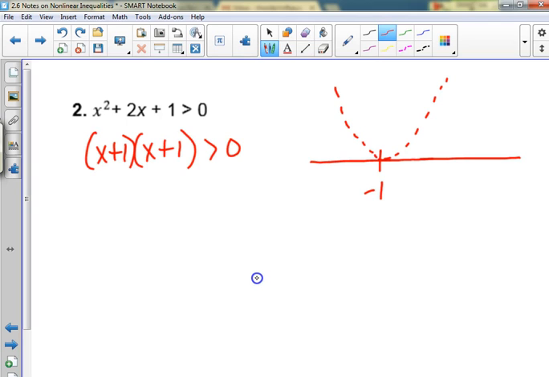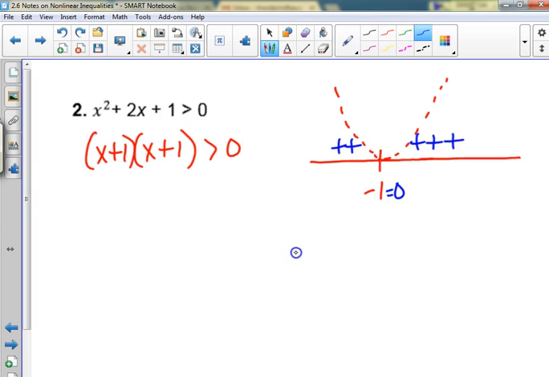Okay. How do we say this? Is it greater than 0? If it was or equal to, it would say the whole darn thing. But we can't say -1 because it's not greater than 0 at -1. It's equal to. So it is positive over here, and it is positive over here, but it equals 0 here, so we can't include that because of the greater than only.